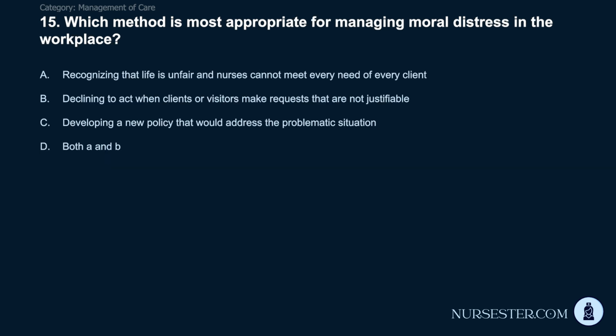15. Which method is most appropriate for managing moral distress in the workplace? A. Recognizing that life is unfair and nurses cannot meet every need of every client. B. Declining to act when clients or visitors make requests that are not justifiable. C. Developing a new policy that would address the problematic situation. D. Both A and B. Correct answer: C. Developing a new policy that would address the problematic situation.